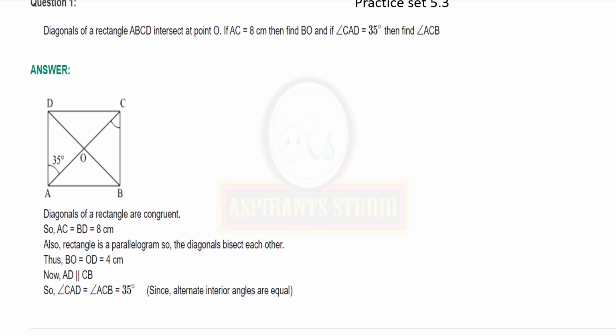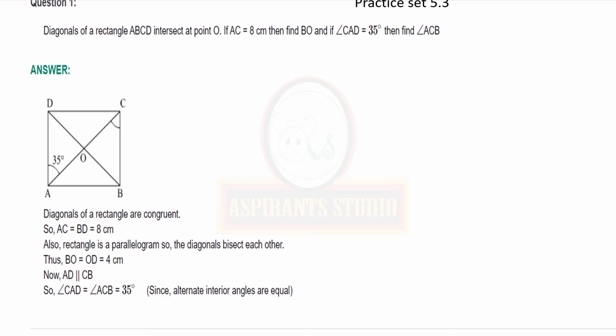Diagonals of a rectangle. You know that diagonals of a rectangle are congruent. So AC is equal to BD. Length of AC is equal to length of BD. You are given AC is equal to 8 centimeters, so BD is also 8 centimeters. So AC is equal to BD is equal to 8 centimeters. You have to write within brackets, since AC is equal to 8 centimeters given. Also a rectangle is a parallelogram, so the diagonals bisect each other. Therefore BO is equal to OD is equal to 4 centimeters. That will be half of 8 centimeters.